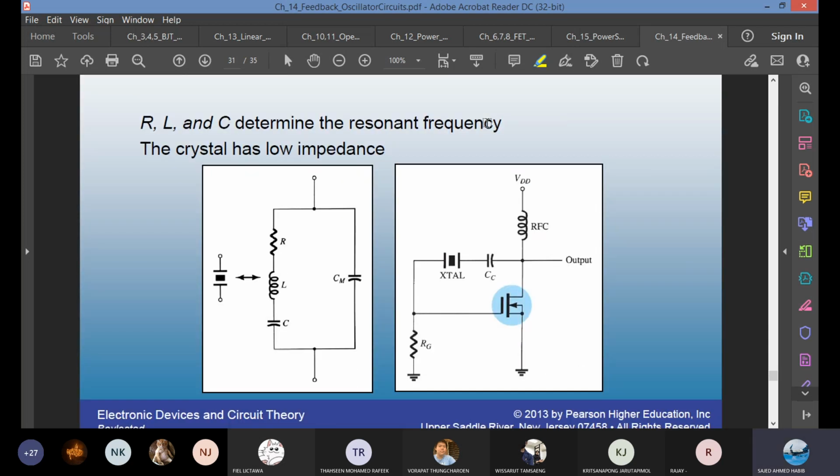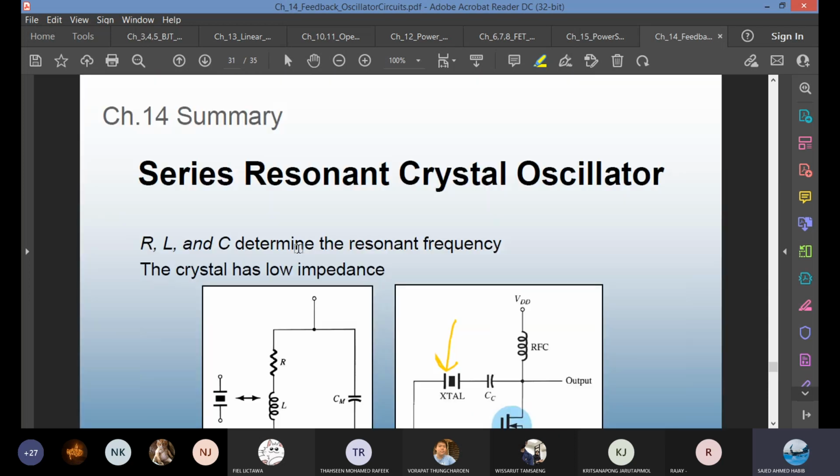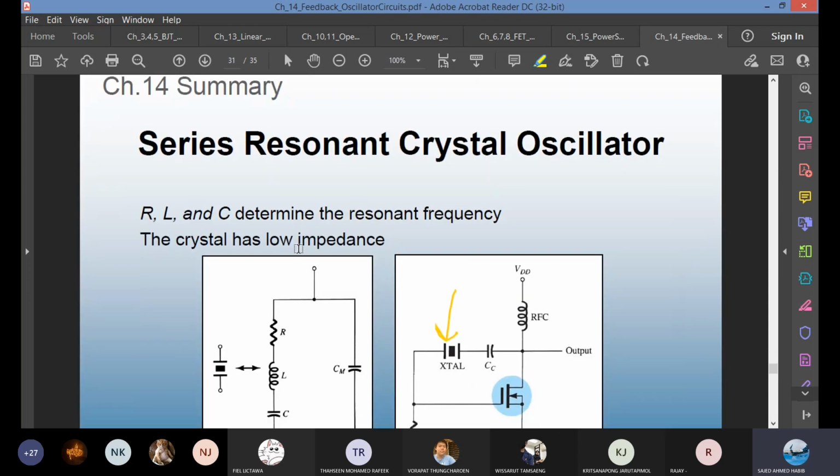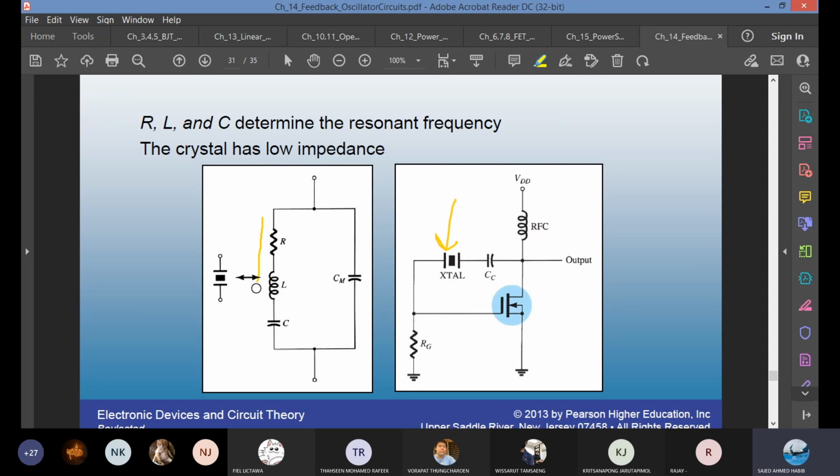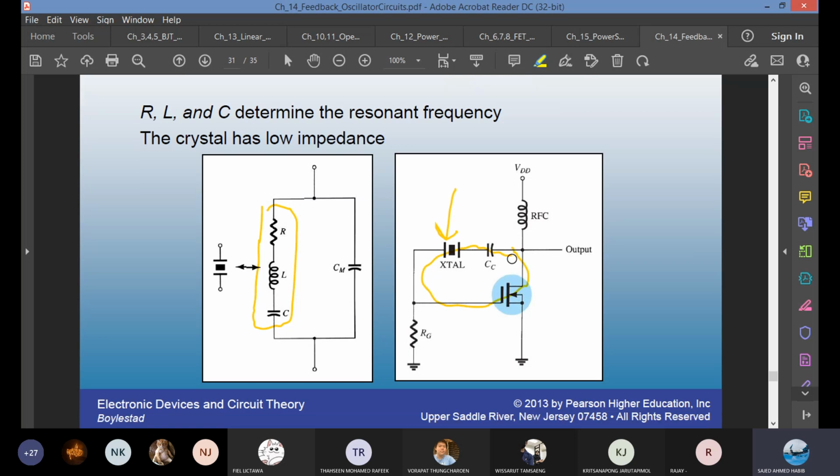This is how you connect a crystal in a circuit. And then this is the symbol of crystal. When it is connected in series, low impedance, only this part determines the resonant frequency. This is a series connection in a loop. This one is a series connection in a loop.